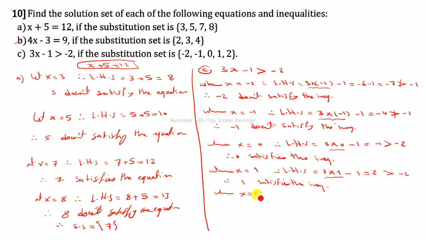آخر حاجة when x is equal to 2, therefore the left hand side of the inequality 3 times x minus 1. 3 times 2 is 6, minus 1 is 5. وطبعا 5 greater than ايه؟ negative 2. يبقى كده ايه؟ 2 satisfies the inequality. Therefore the solution set of the inequality is ايه اللي بيحقق عندنا من اول 0, 1, 2. ده اللي بيحقق inequality. يبقى set {0, 1, 2}.